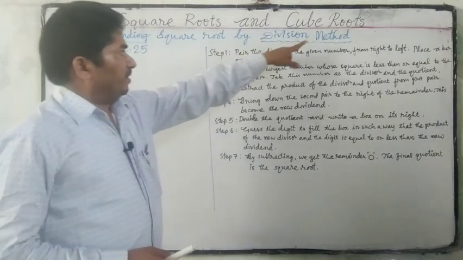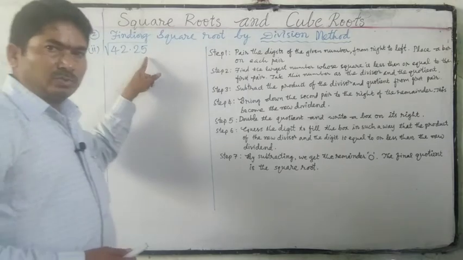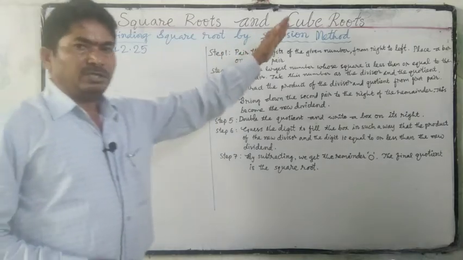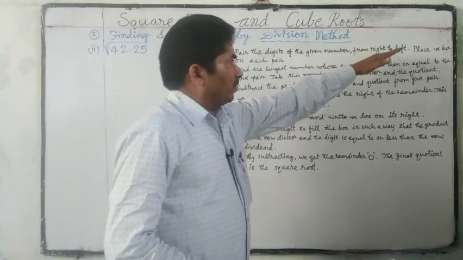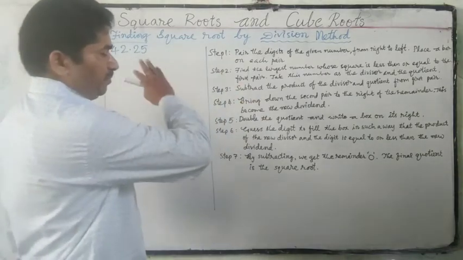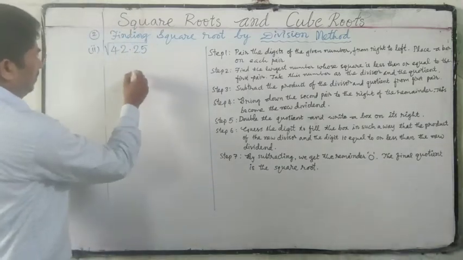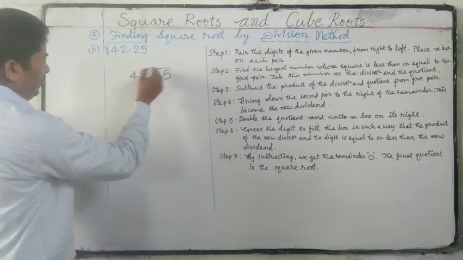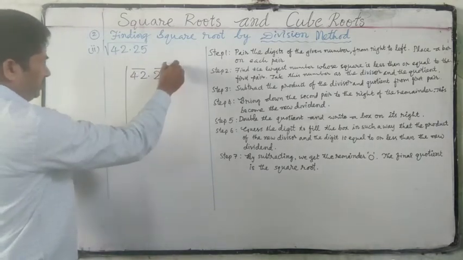Find the square root by division method. Example 2: square root of 42.25. So this is a decimal number. We can find it using this division method. Step 1: pair the digits of the given number from right to left. Place a bar on each pair. If on the leftmost place there is a single digit, also take it as a pair. 42.25. So this is one pair, this is another pair. You have to keep the division symbol like this.